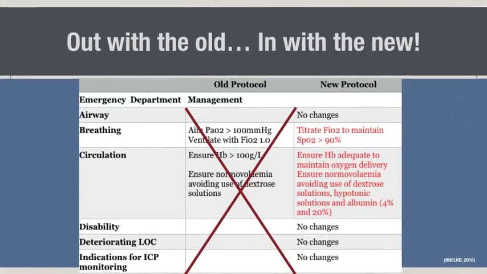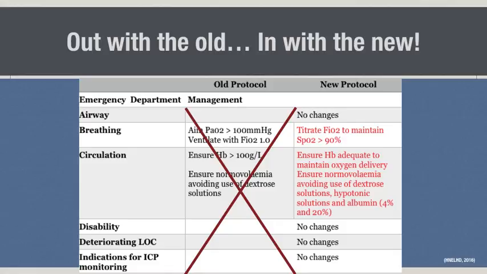The main changes between the old and new protocols are: airway management remains unchanged. Breathing, rather than ventilating with 100% FiO2 and aiming for a PaO2 of greater than 100 mm of mercury, we now titrate FiO2 to maintain oxygen saturations greater than 90%. Circulation, a HB of greater than 100 grams per litre is no longer required.